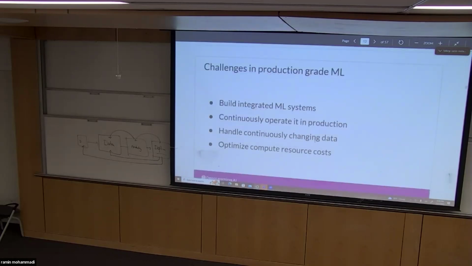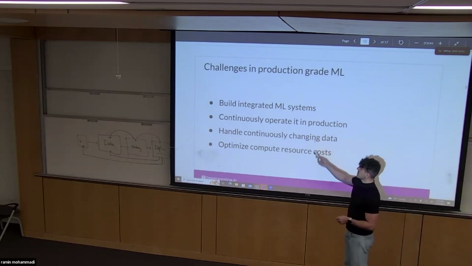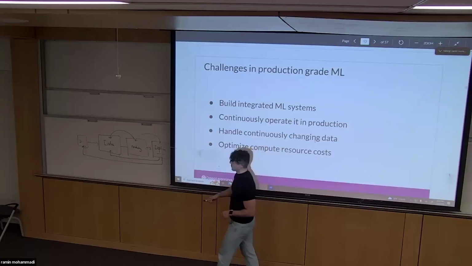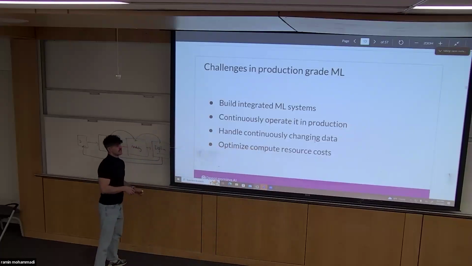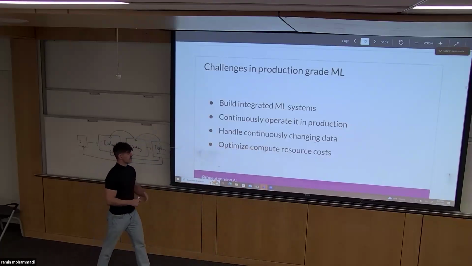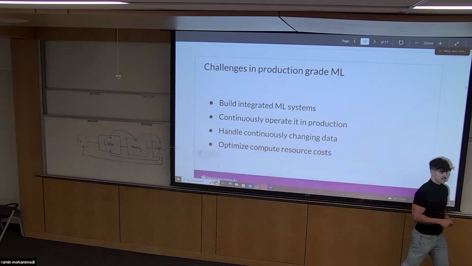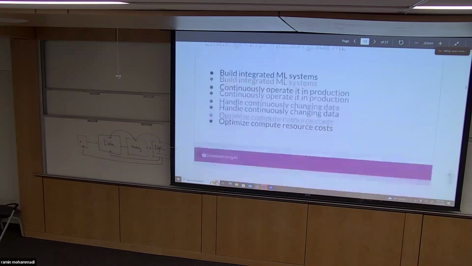Now, when it comes to challenges in production-grade ML, the main challenge is building the entire system, building an integrated ML system. You also need to be able to continuously operate on it. You need to continuously monitor the data that comes in: is there any change in the data that you have? Also, you need to be sure that whatever you build is optimized from the resource and cost perspective, because the last thing you want is a good model that is so expensive you won't be able to use it.